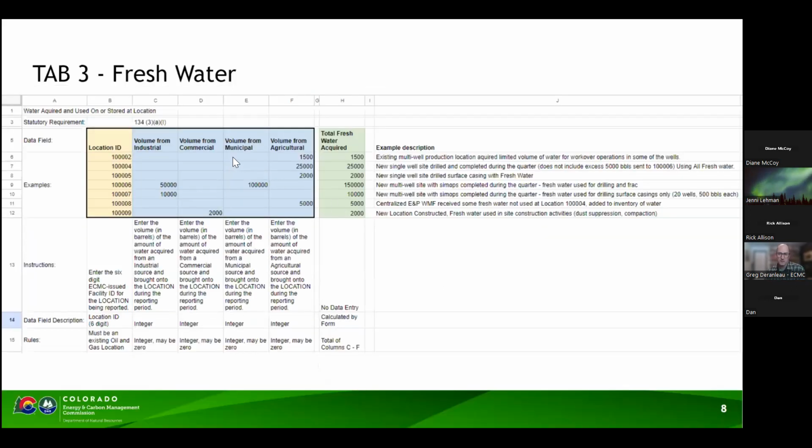The next one is the freshwater acquired for use at the oil and gas location. So again, we've got location IDs and then water volumes to be reported. We'll have an individual column for industrial, commercial, municipal, or agricultural, and you'll just enter the volume that was acquired from those sources. This should be consistent with data that's reported to the Division of Water Resources associated with how fresh water is being obtained.